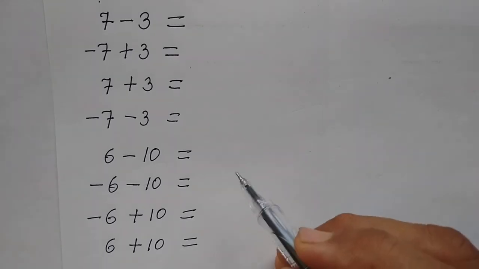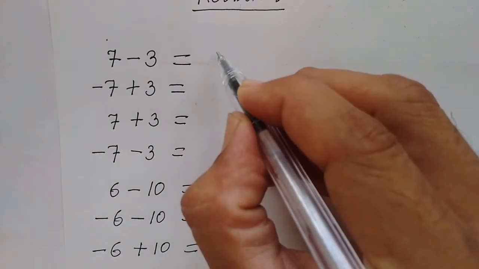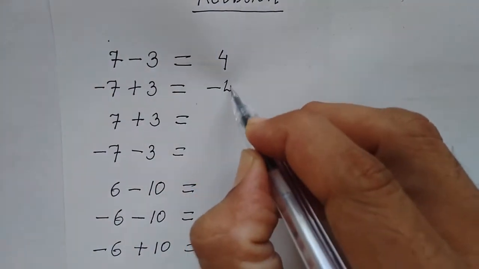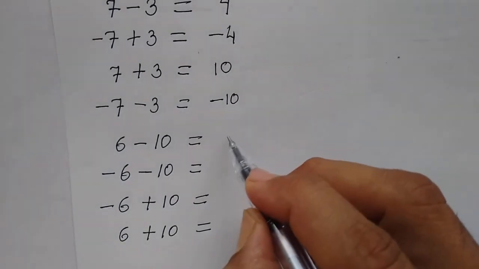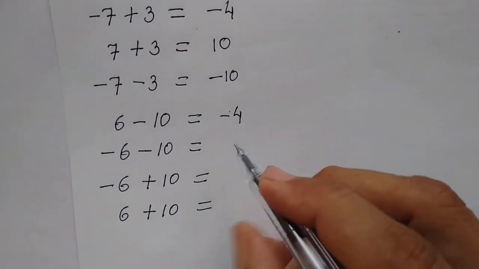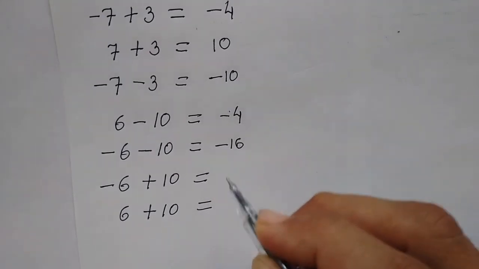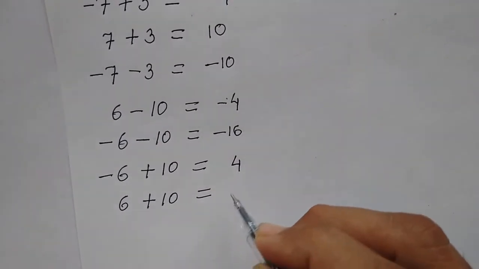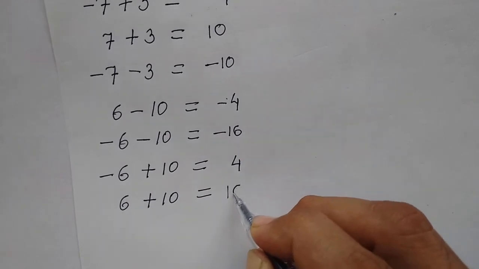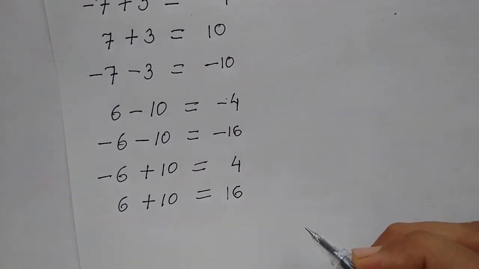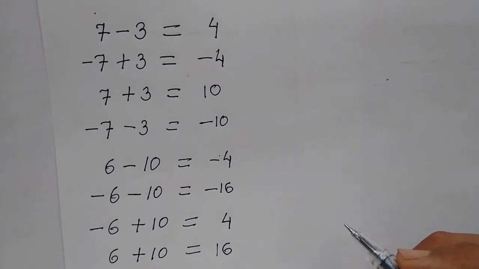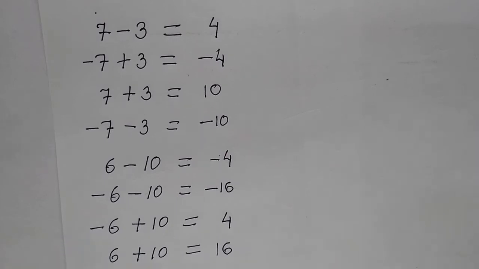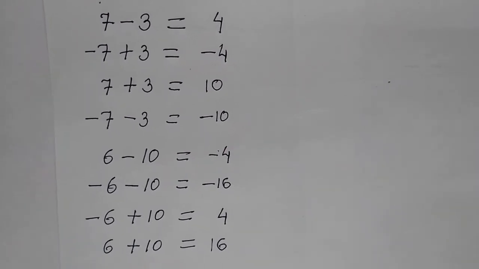Okay children, now I am writing the answer. I think all of you are getting the correct answer. I cannot get feedback from you, but you have written. If you have written all correct answers, then really very good. Okay children, now let us learn rules.